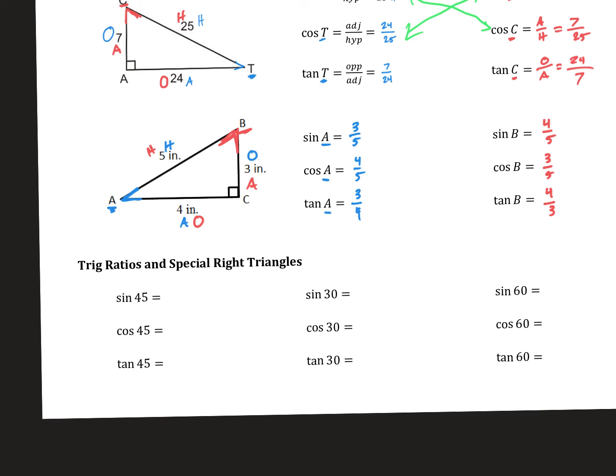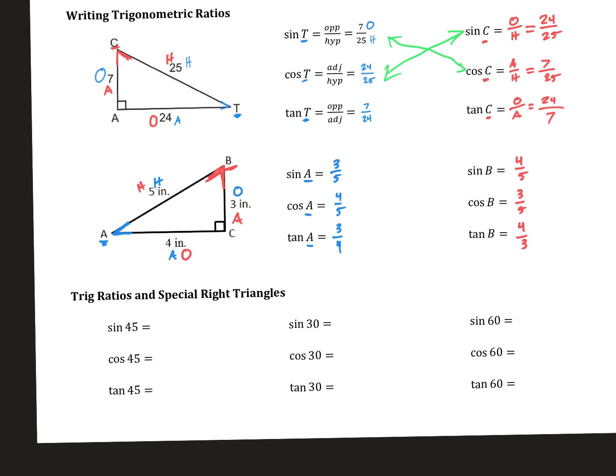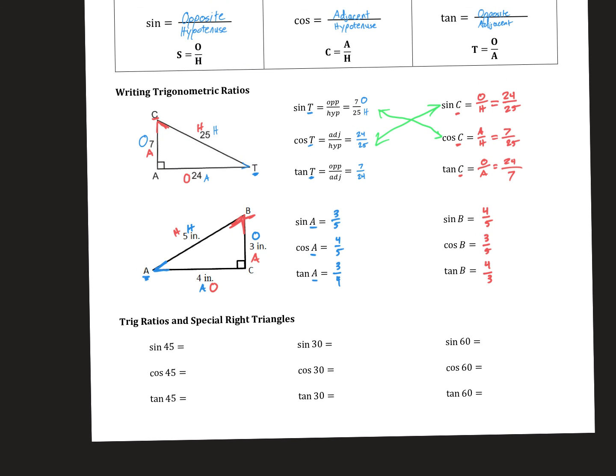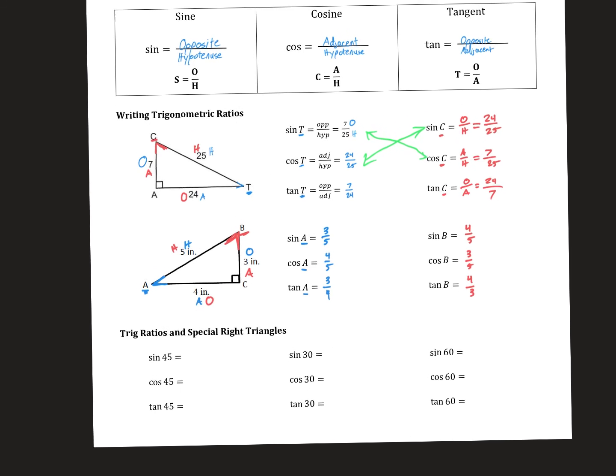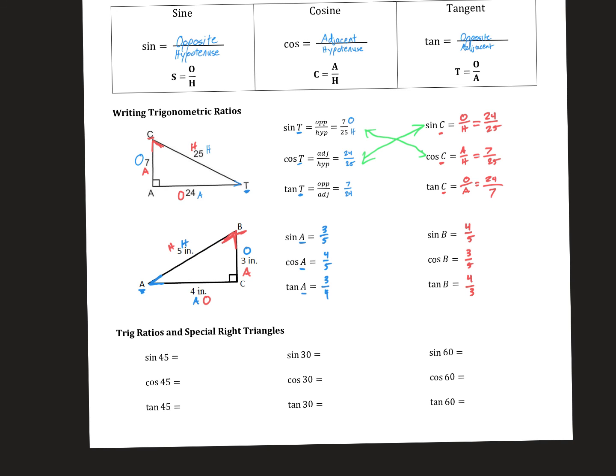Okay, the trig ratios and special right triangles, we'll do those when I return on Wednesday. I'm going to let you guys go ahead. There's a Delta Math assignment that just practices finding the opposite, the adjacent, and the hypotenuse, and finding those sides based on the angle that you're given. I'll see you guys on Wednesday.